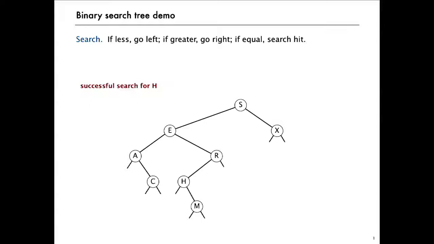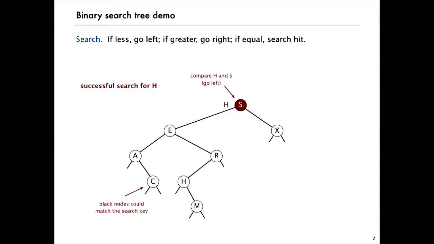So this is a dynamic data structure that kind of follows the same rule as binary search. So to do a search for the key H in this tree, we start at the root, and we compare our key against the key at the root.